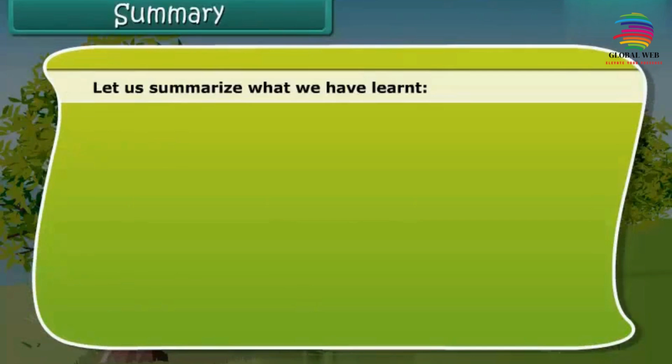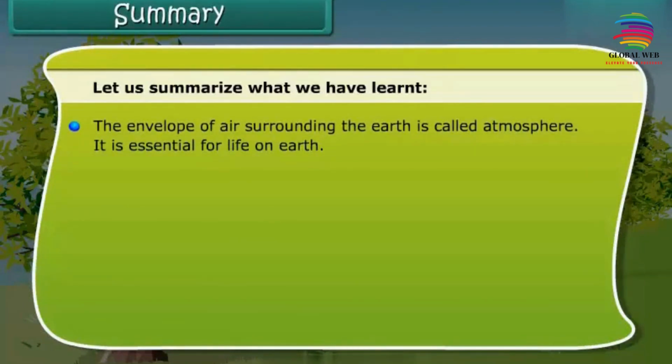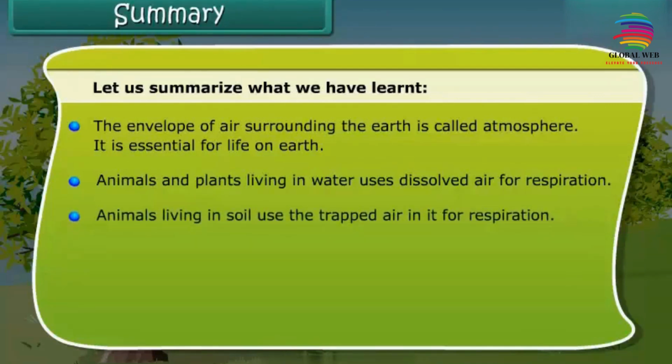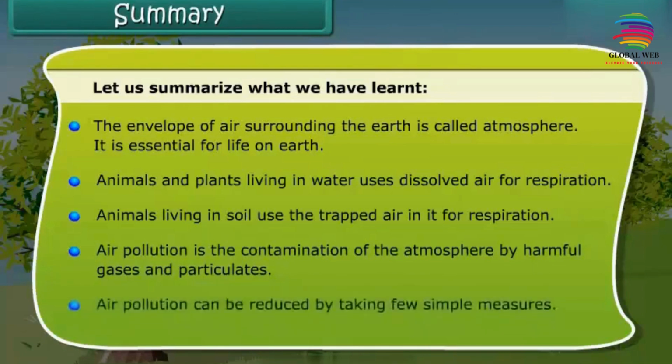Let us summarize what we have learned. The envelope of air surrounding the earth is called atmosphere. It is essential for life on earth. Animals and plants living in water use dissolved air for respiration. Animals living in soil use the trapped air in it for respiration. Air pollution is the contamination of the atmosphere by harmful gases and particulates. Air pollution can be reduced by taking few simple measures.